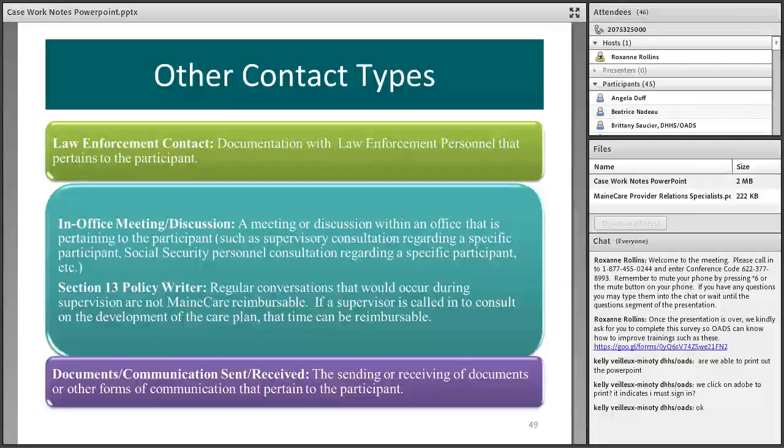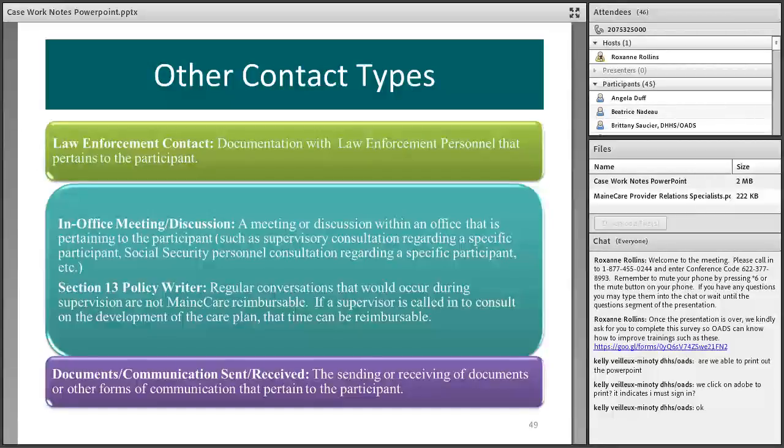We had a lot of questions regarding that because people were asking, well, is supervision billable now? To which we said, no, but if you're consulting with the supervisor and they're giving you specific information and following up on it, then it may be. And then we suggested people contact Josh Birdwell, who is the MaineCare provider relations specialist for Section 13. So we contacted him ourselves just to make sure we had all of our T's crossed and our I's dotted.